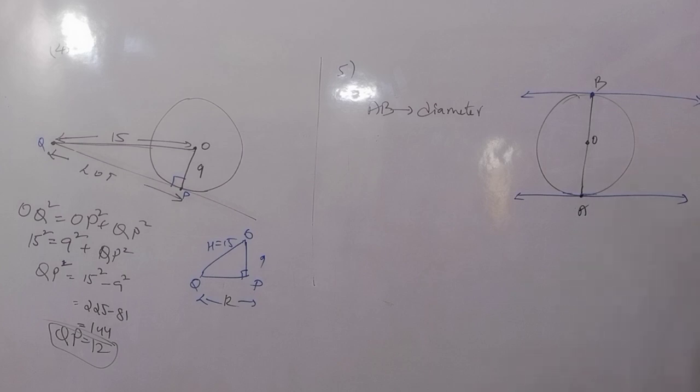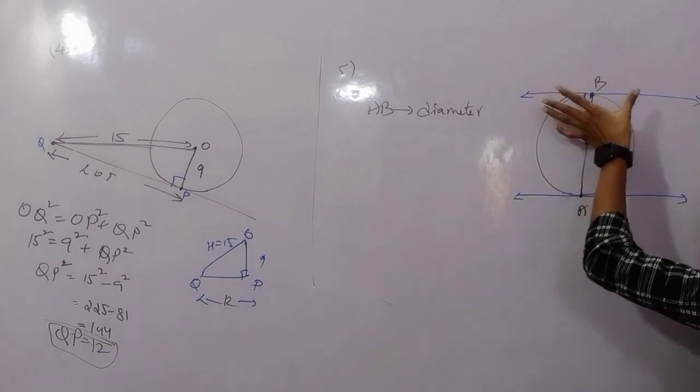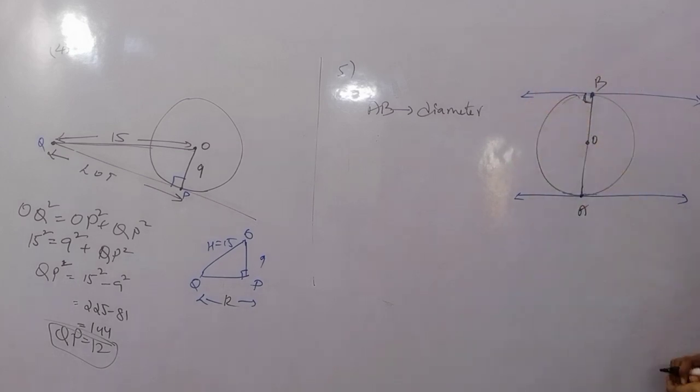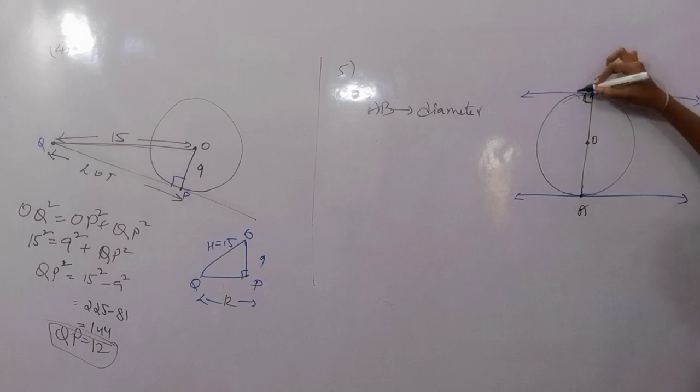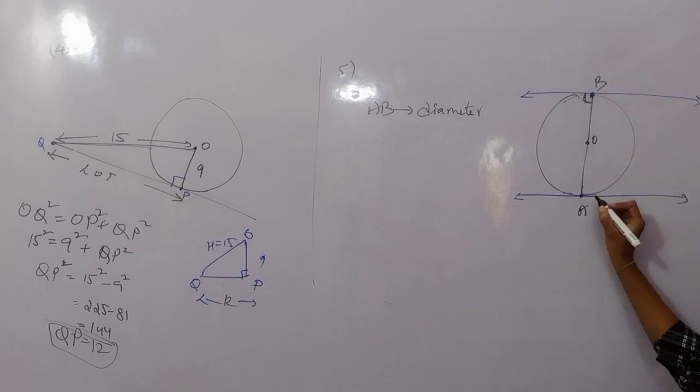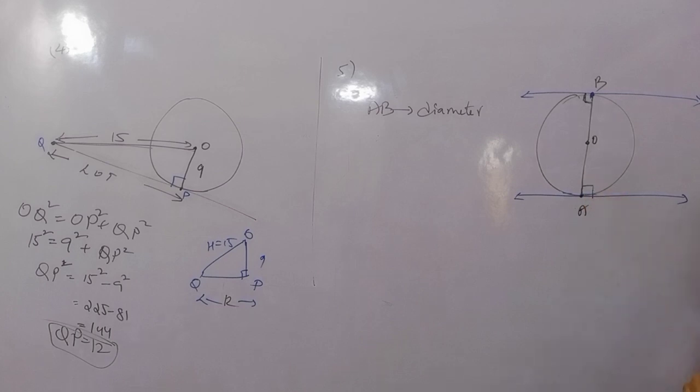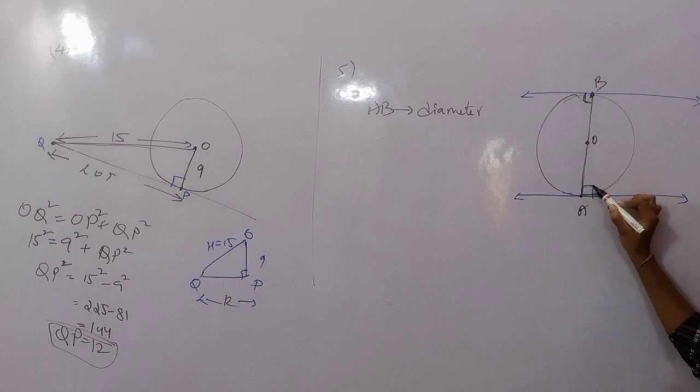How do we prove? We have learned already. What is this angle? This is 90. Radius and tangent are perpendicular to each other at the point of contact. Now please tell me, what is this angle? OA is the radius and this is the tangent. Radius and tangent are again perpendicular to each other.